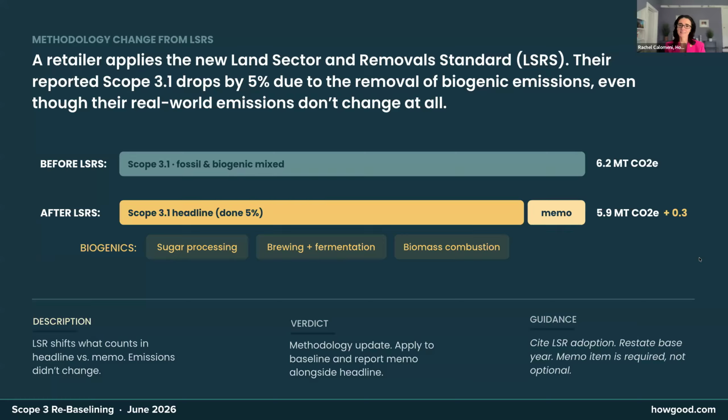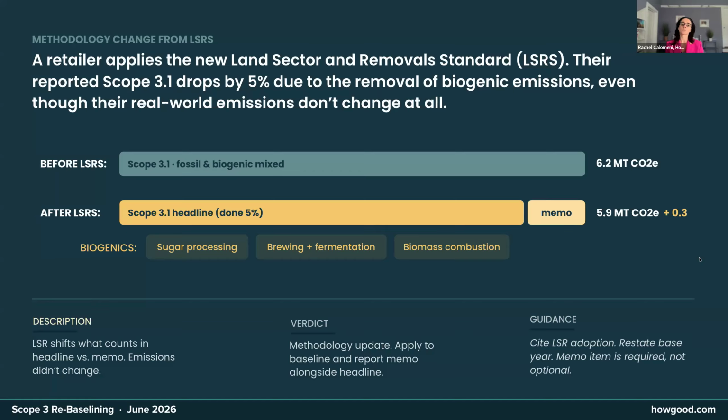You cite LSRS adoption. You restate the base year under the new boundary because the comparison only works if both years are measured the same way. And you report the memo alongside the headline. That's not optional under LSRS, that's part of the compliance.